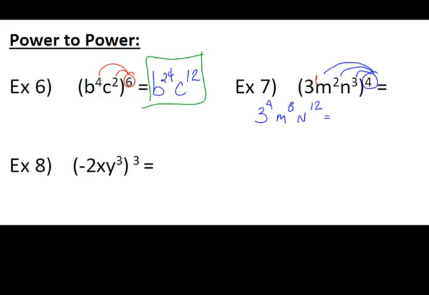I need to evaluate 3 to the 4th power. So I'm going to multiply 3 times 3 times 3 times 3. Multiply 3 by itself 4 times, which is 81. 81, m to the 8th power, n to the 12th power.